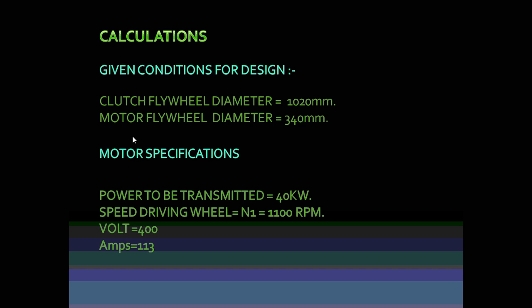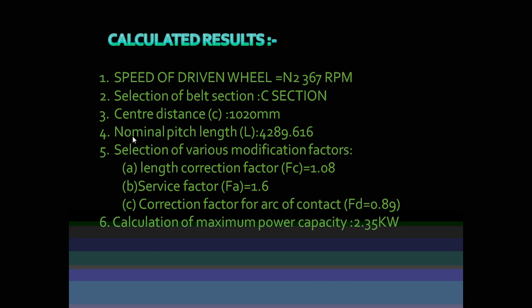Motor specification, as we already know: the power to be transmitted will be 40 kilowatt, and the speed of the driving wheel N1 will be 1100 rpm. Voltage as described is 400 volt, and current will be 113 amperes.